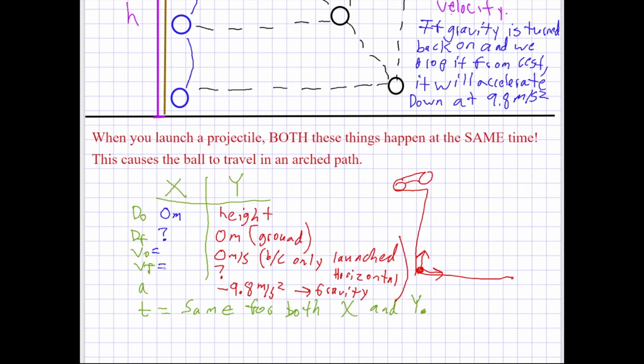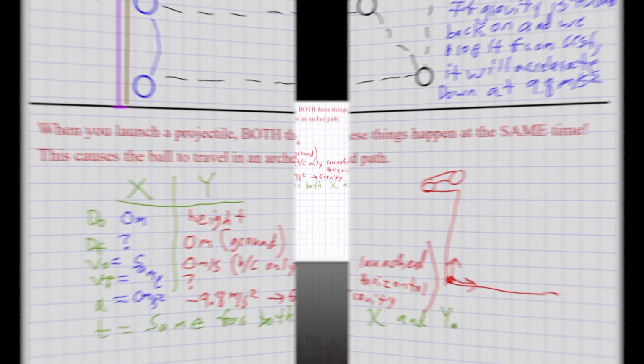Our initial velocity in the x will most likely be given to us. If not, though, we'll have to figure it out. Regardless, the initial velocity in the x will be equal to the final velocity in the x. So these two things will always be equal to each other when we have a horizontally launched projectile. The reason being is that our acceleration in the x direction is 0 meters per second squared. We are not accelerating in the x direction, therefore we are not changing our velocity, so our initial and final velocities in the x direction are the same.